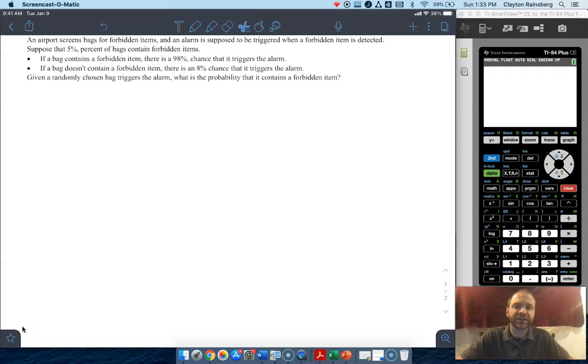Mr. Ainsberg here. We're continuing on with the second problem in the 5.3 extra practice with the tree diagrams. In this problem, we're looking at an airport screening bags for security, and an alarm is supposed to be triggered when a forbidden item is detected in that bag.